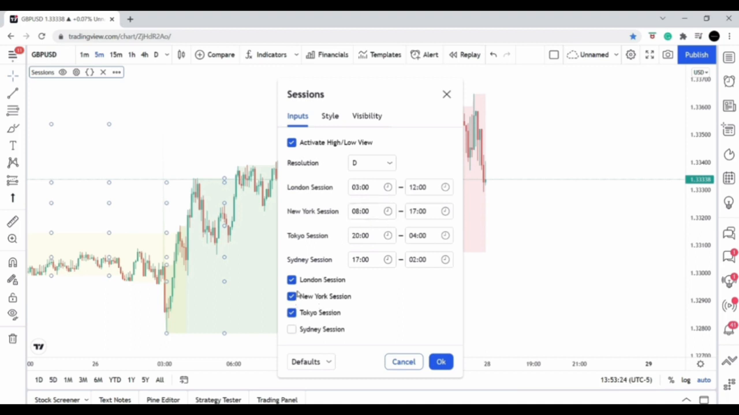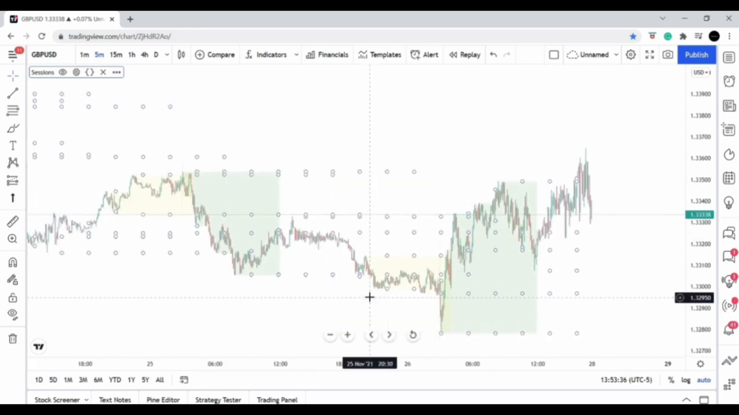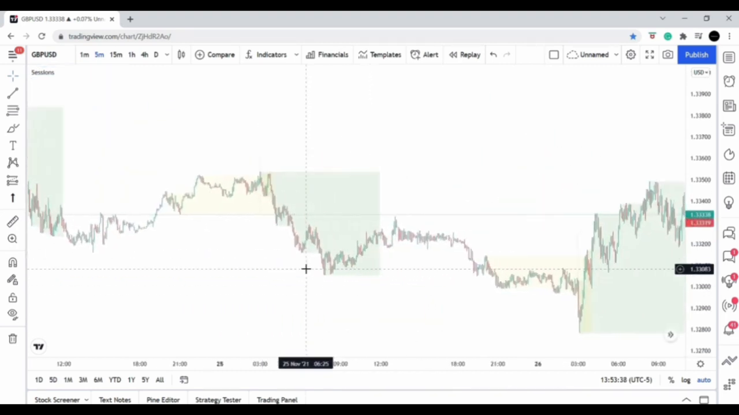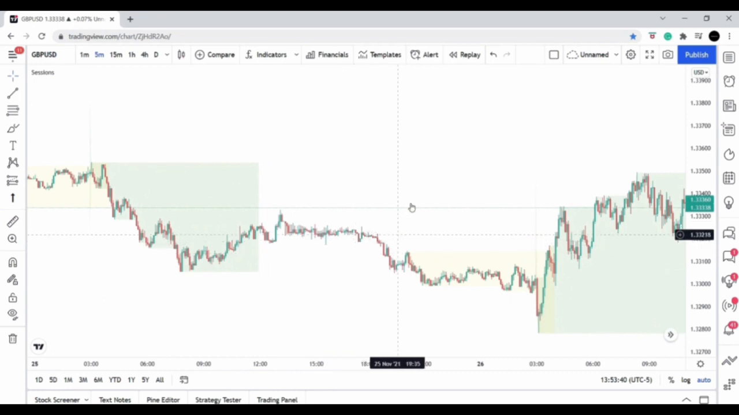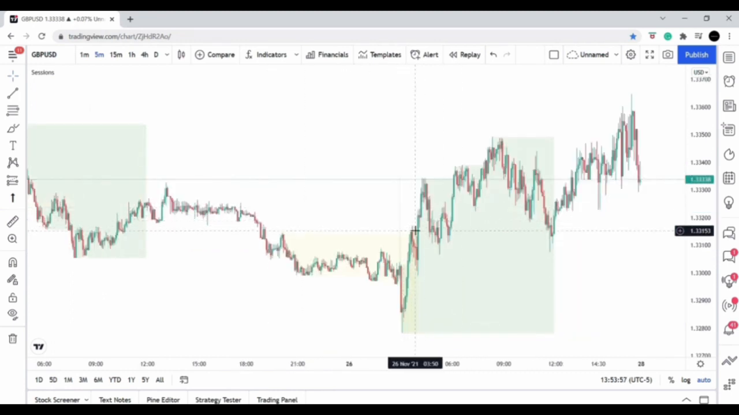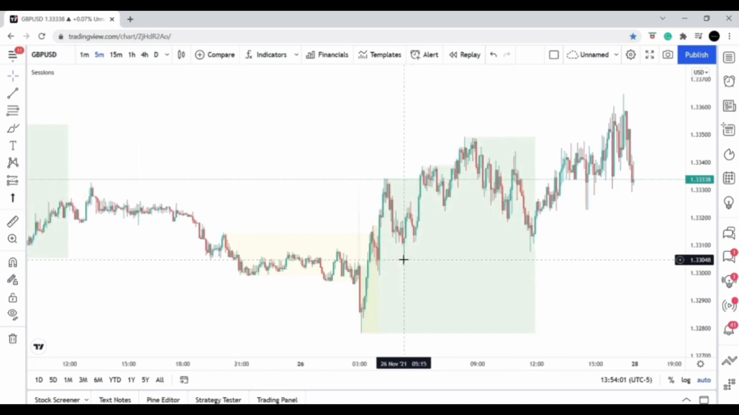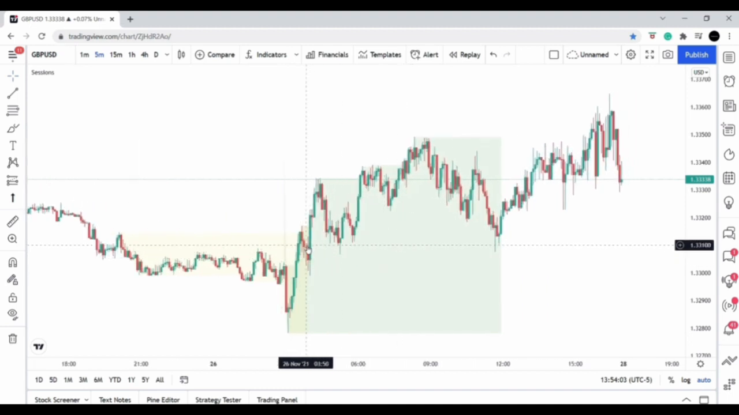Now the session that you are trading, you can actually turn it off. So I trade the New York session, so I'm gonna turn it off, and I'm gonna press OK. The reason why you turn it off is because you want that whole space to be white. This is the London session right here. Notice how as soon as 3 a.m. starts, you see the color change.